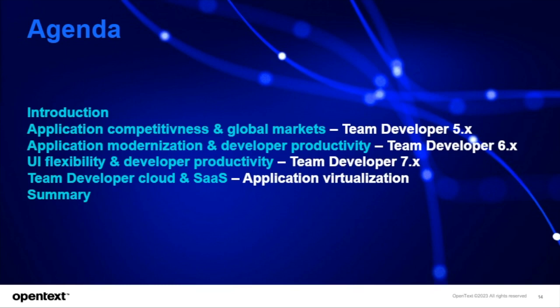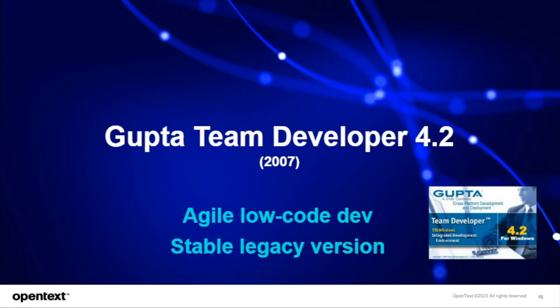So we are going to look through the decades of Team Developer benefits and features that have been provided. And starting really with Team Developer 4.2, which was released in the year 2007 and is still in the heritage of SQLWindows that was released in the beginning of the 90s. I would say Gupta Team Developer 4.2 is our stable legacy version of code. So you might still use it. It likely still runs on modern Windows versions with little security tweaks here and there.